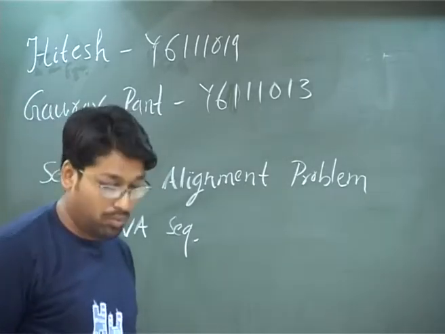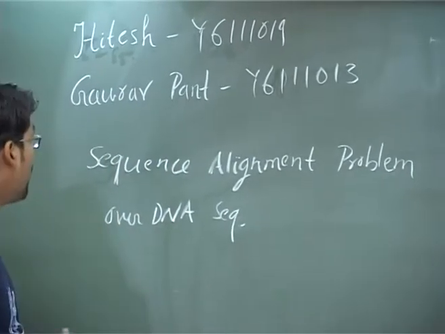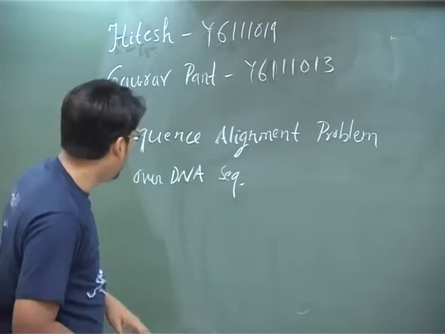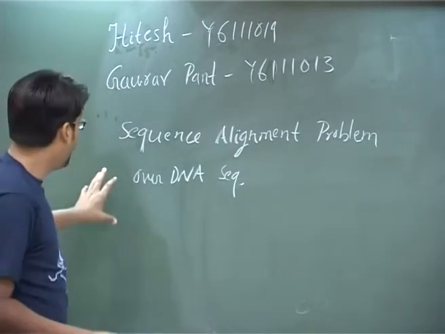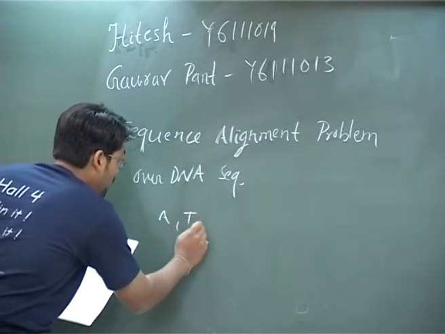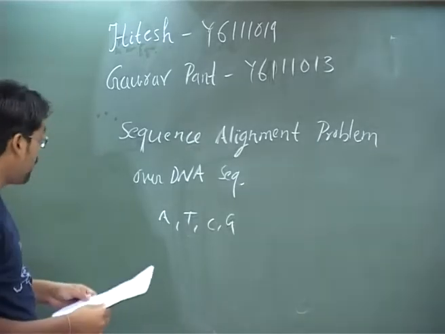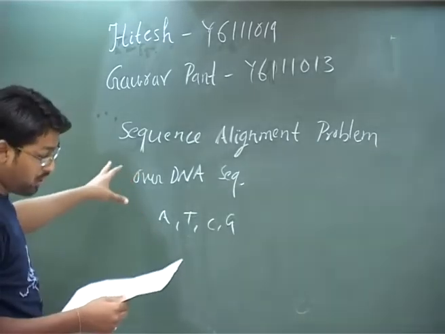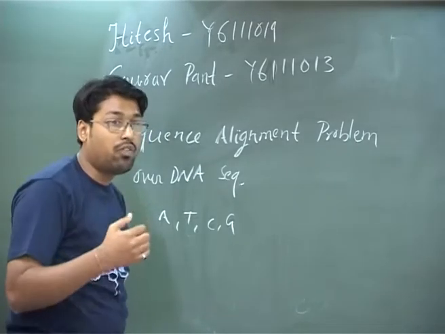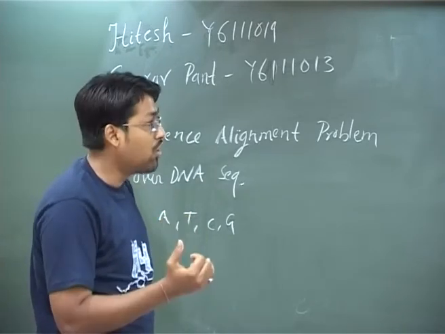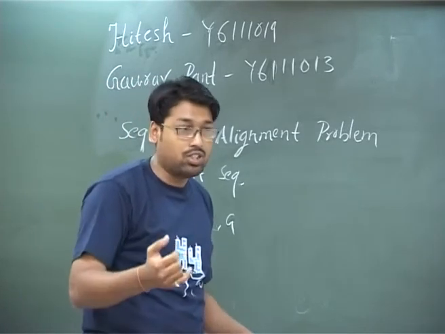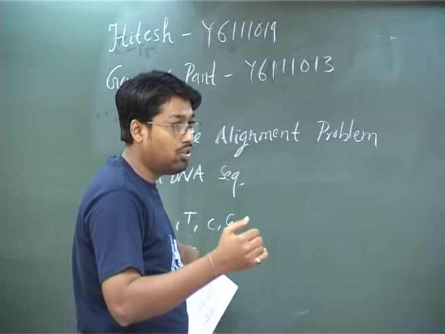Okay. Basically, we are trying to solve the sequence alignment problem over DNA sequences. It's a problem of the bioinformatics domain. And here, as we know, DNA consists of nucleotides A, T, C, and G. The motivation for this problem is that we want to infer the functionality of some new genome. Every time we find some new genome and we don't know the functionality, we try to infer the functionality of that particular new genome from the existing DNA and genomes.